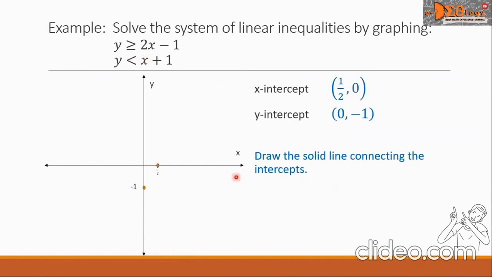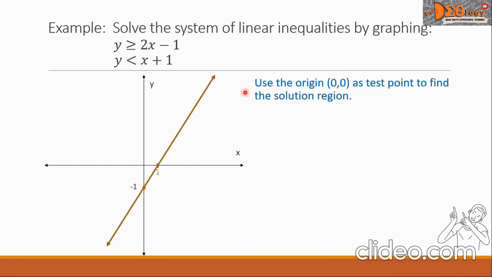First, let us draw our x and y axis, and then our intercepts. The x-intercept is the point (1/2, 0), and the point is here, while the y-intercept is (0, -1), and the point is here. Connecting the 2 points by a line, so we have this line now.